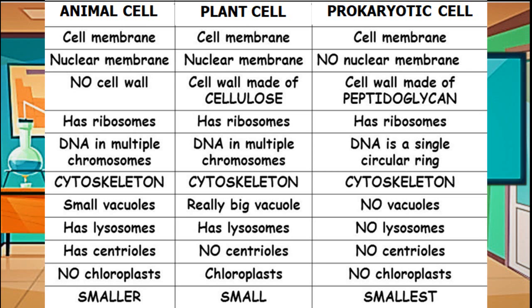Now, let's talk about their sizes. Plant cells are small. Animal cells are smaller. And the prokaryotic cells are the smallest. So, this is the summary table of the three cells.